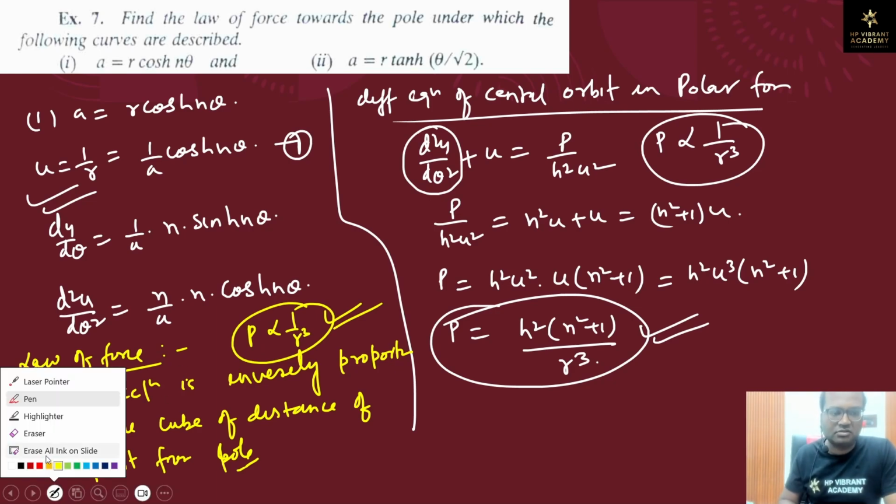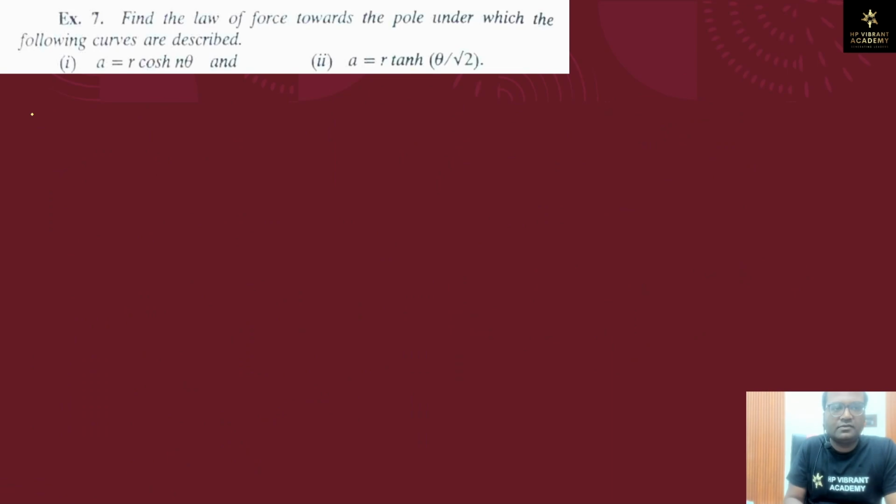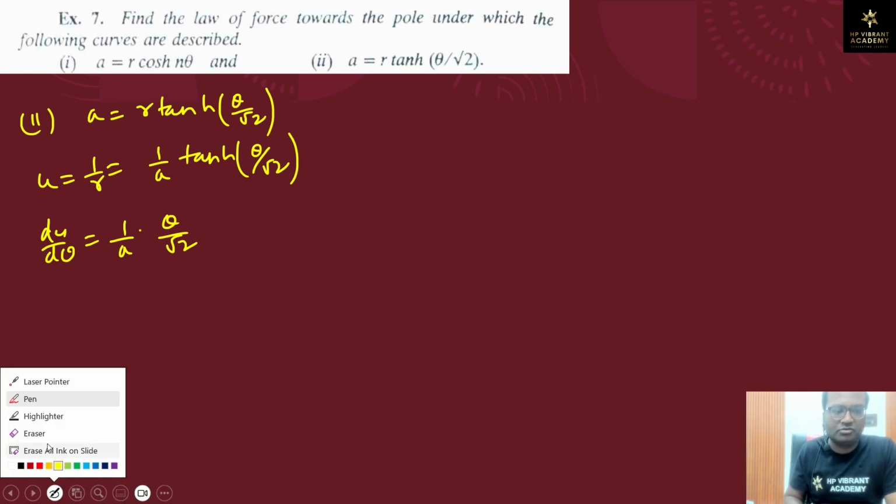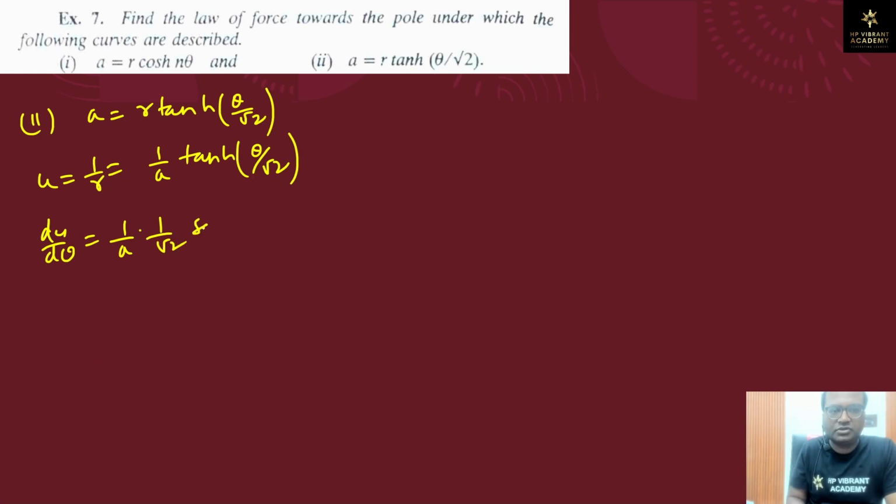Let us solve part 2 of this question. Okay, so we have a is equal to r tan hyperbolic theta upon root 2. So we have 1 upon r is equal to 1 upon a tan hyperbolic theta upon root 2. So from here we have u is equal to 1 upon a tan hyperbolic theta upon root 2. So we have du upon d theta equal to 1 upon a into 1 upon root 2 sec square hyperbolic theta upon root 2.